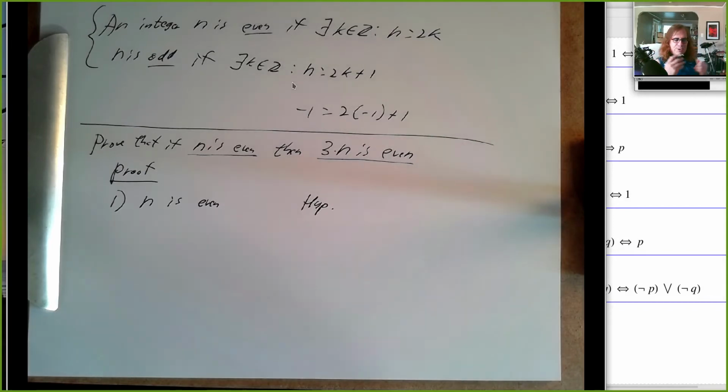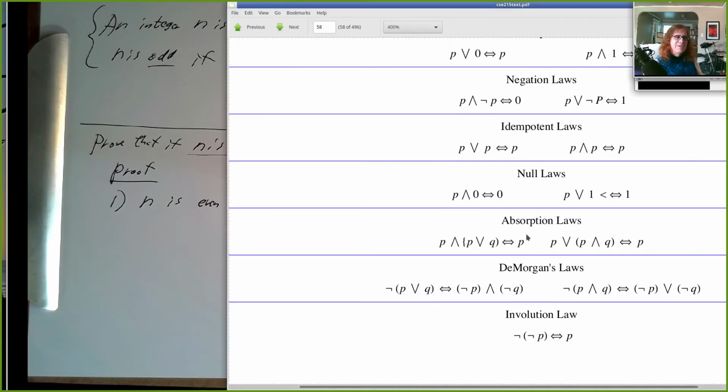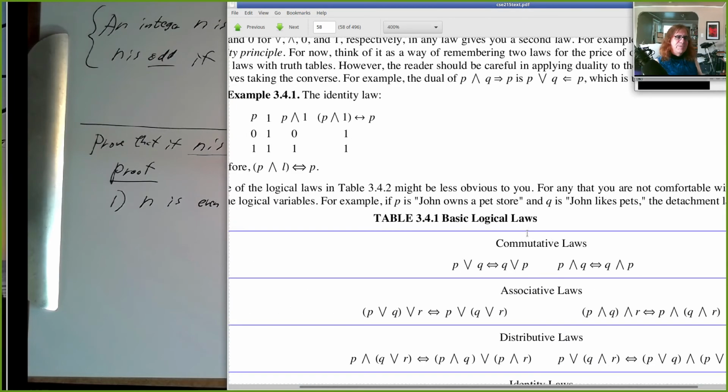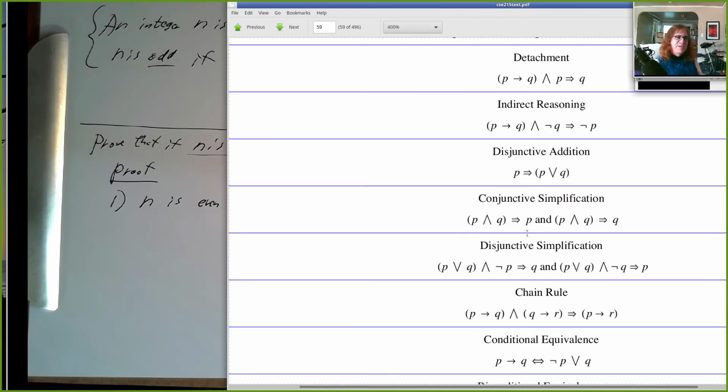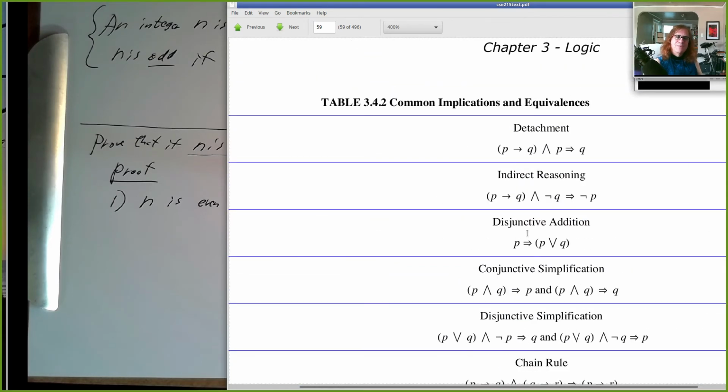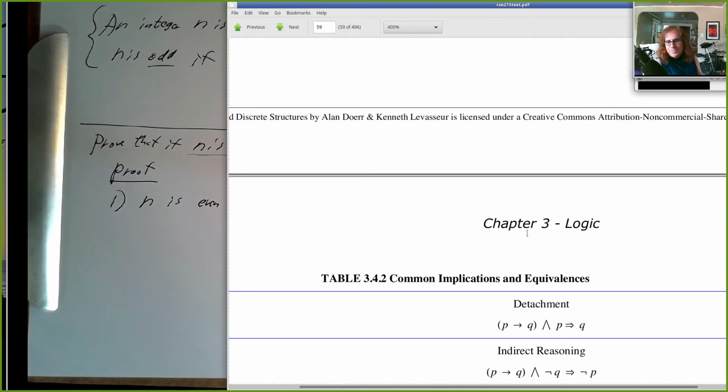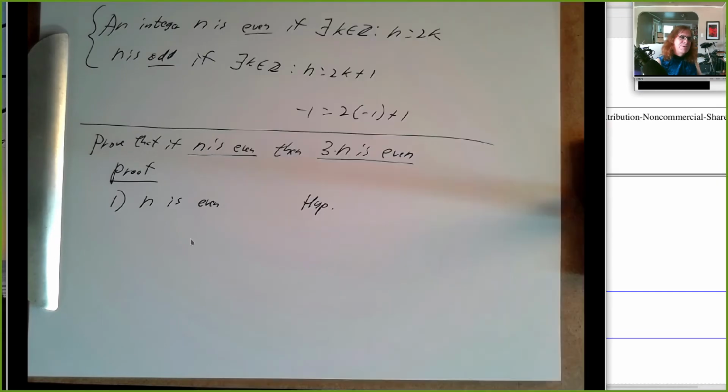Well, what the heck can we do from there? We really don't have anything, you know, on page 58 or 59 that applies to n is even. We don't have anything in the earlier parts of the book. We don't have anything in our notes. There's really only one hope for how to proceed here, which is let's use the definition of what it means to be even and see if we can get somewhere with that. Okay, this is a puzzle.